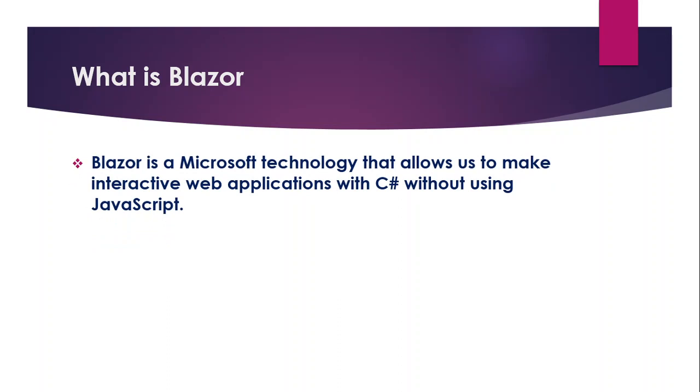Blazor is a Microsoft technology that allows us to make interactive web applications with C# without using JavaScript. Blazor makes web development easier and more productive by providing a full stack web development with .NET. The name Blazor is a combination of the words browser and Razor. As you know that Razor is a .NET HTML view generating engine.